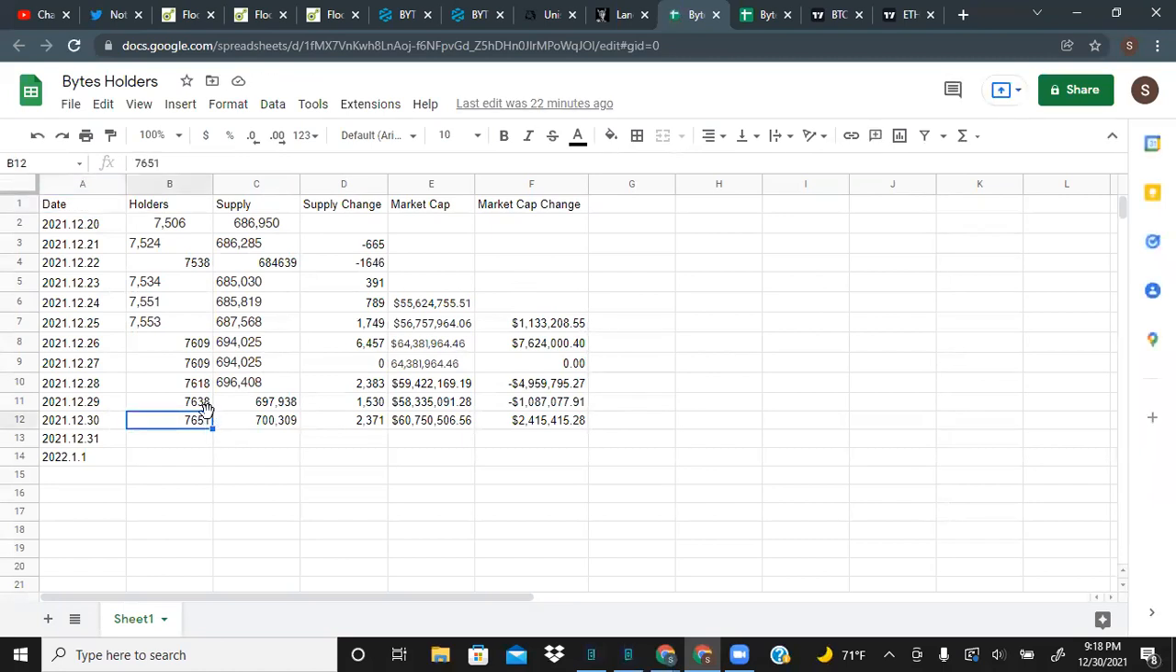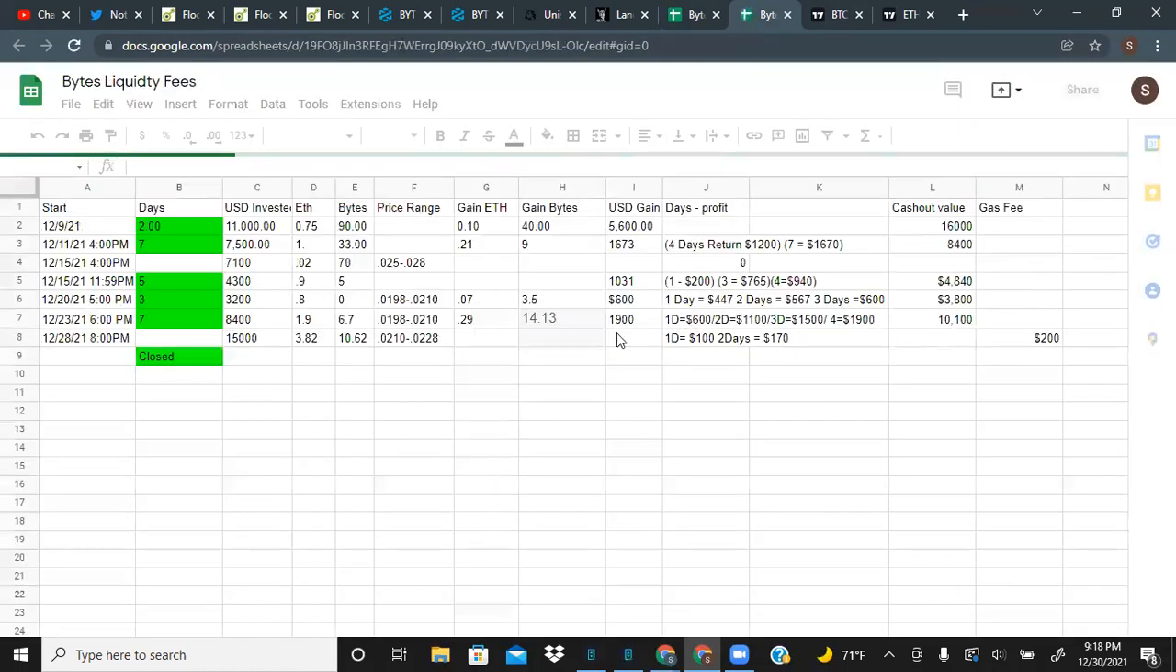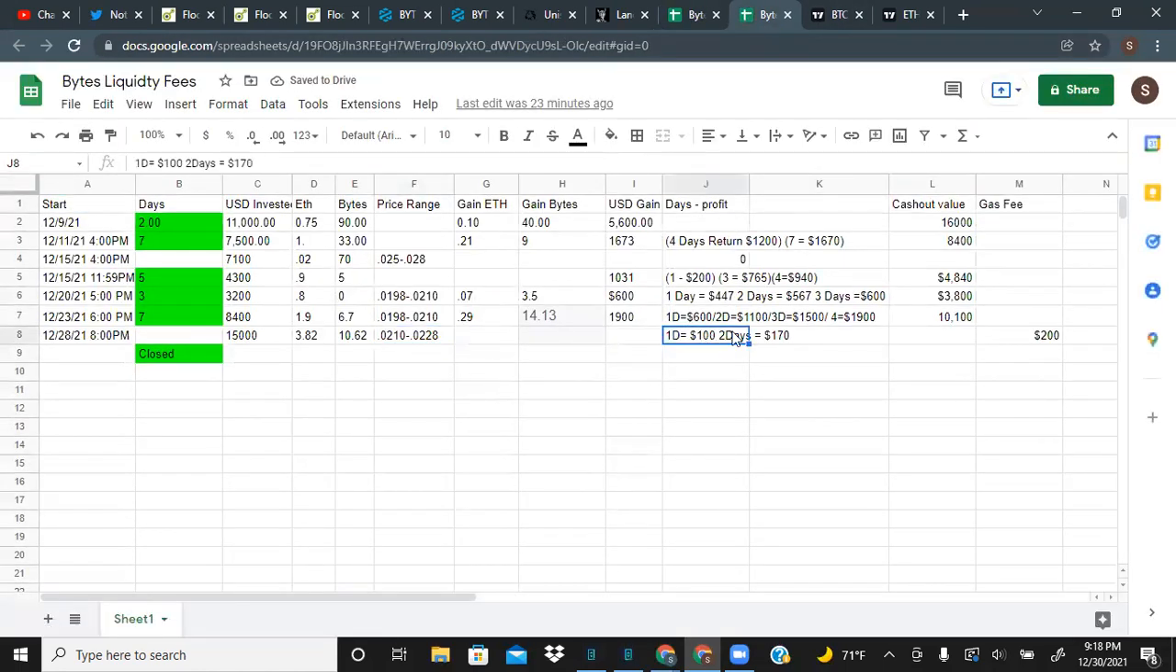All right, we've got an uptick in holders here up to 7,651. The supply is up 2,371, and the market cap is up due to the increase in Ethereum, I believe, and the increase in Bytes. And just to update on my position, actually, this is wrong here. It's 270 total here.